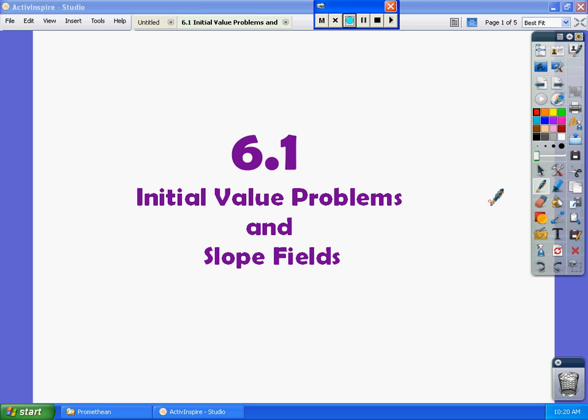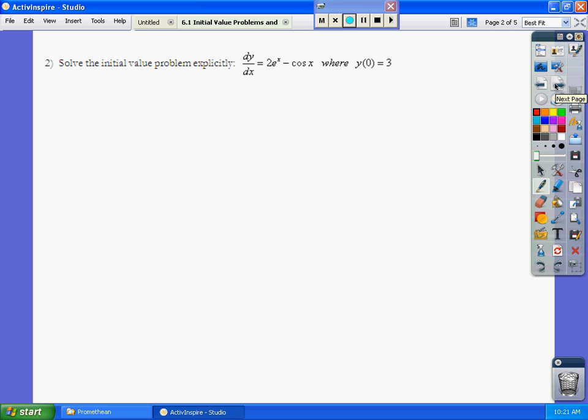So this video is going to help you review section 6.1. We're going to start with how to solve an initial value problem. So if you look at an initial value problem, we'll usually have the derivative given with an initial point, and your job is to find the actual y function. And the only reason we have the initial point is if you don't have that, the answer is going to be an infinite amount of solutions.